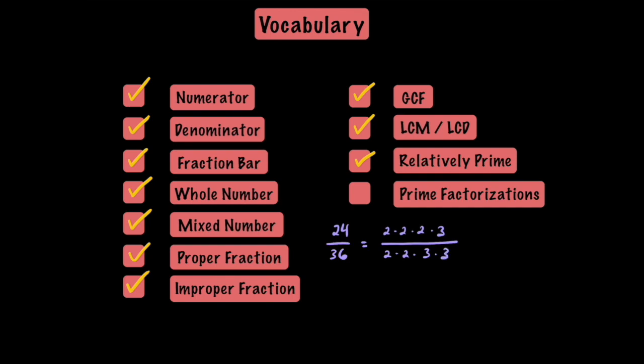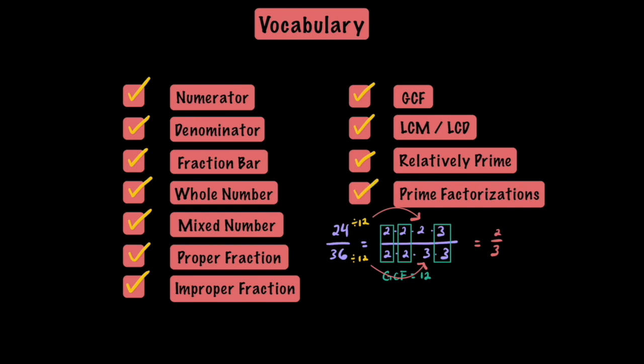When we break these two numbers down, we notice that they have some common prime factors. Here we see they share a 2, and another 2, and a 3. When you multiply these common prime factors together, you get the GCF, which is 12. It turns out that when you divide a numerator and denominator by their GCF, you always get the most simplified fraction because the numerator and denominator are now relatively prime. It's no coincidence that 24 divided by 12 is 2, and 36 divided by 12 is 3. The most simplified form of 24/36 is simply 2/3.